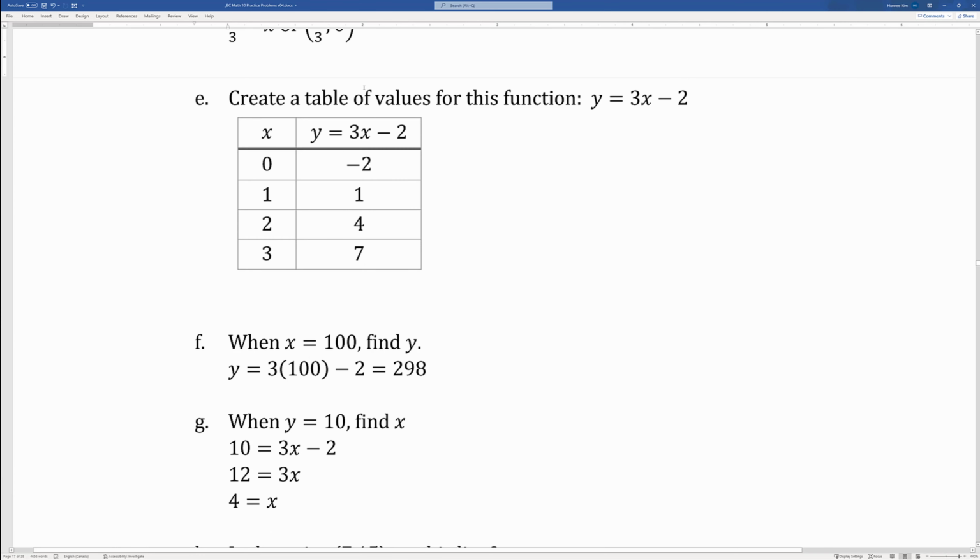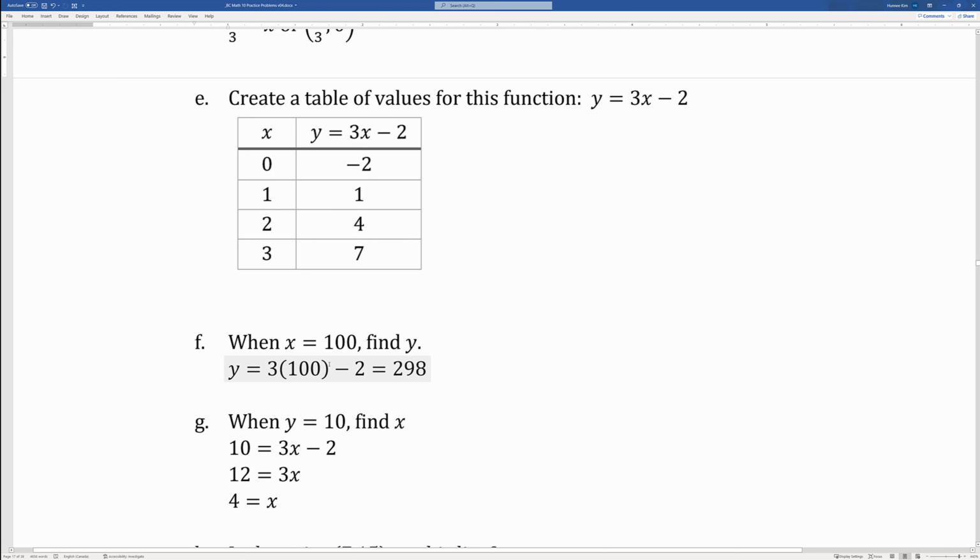Now let's create a table of values for this function. When x equals 0, we plug it in here. y equals 3 times 0, which is nothing, minus 2, so the final result is minus 2. Now substitute 1 into here. 3 times 1 is 3, minus 2 is 1. We continue substituting the numbers 2 and 3, and we can see that the y values go up by 3's. So negative 2 plus 3 is 1, 1 plus 3 is 4, 4 plus 3 is 7.